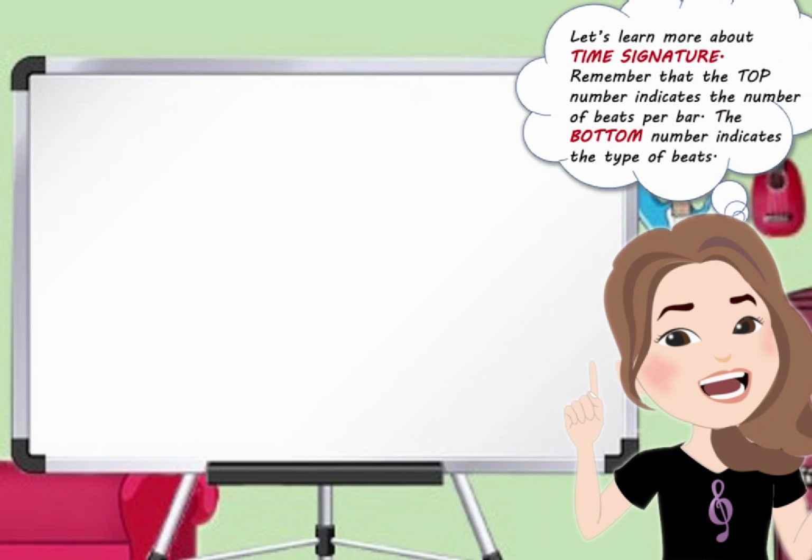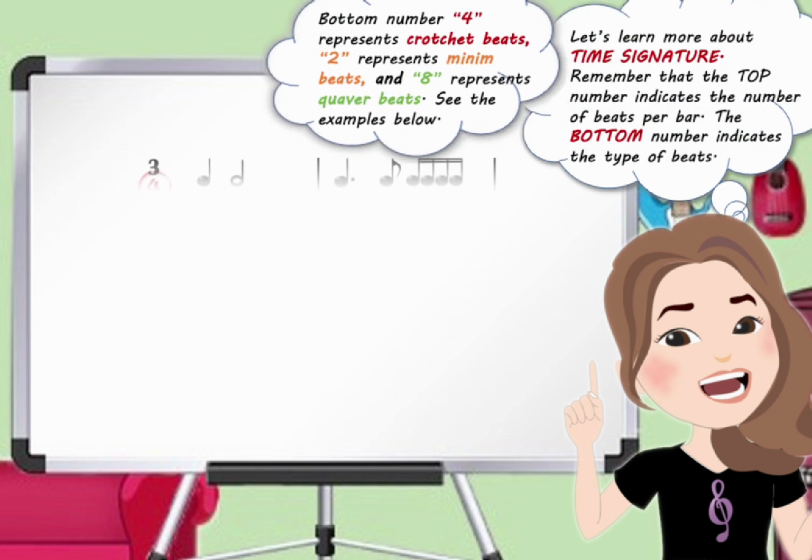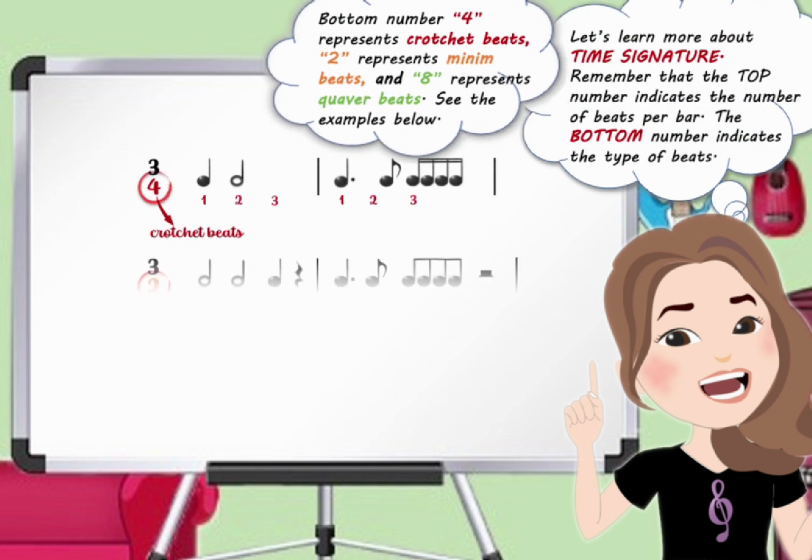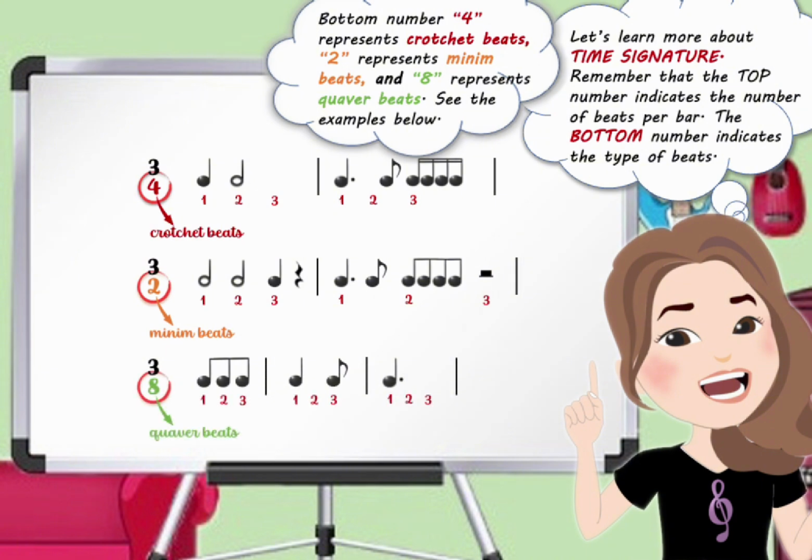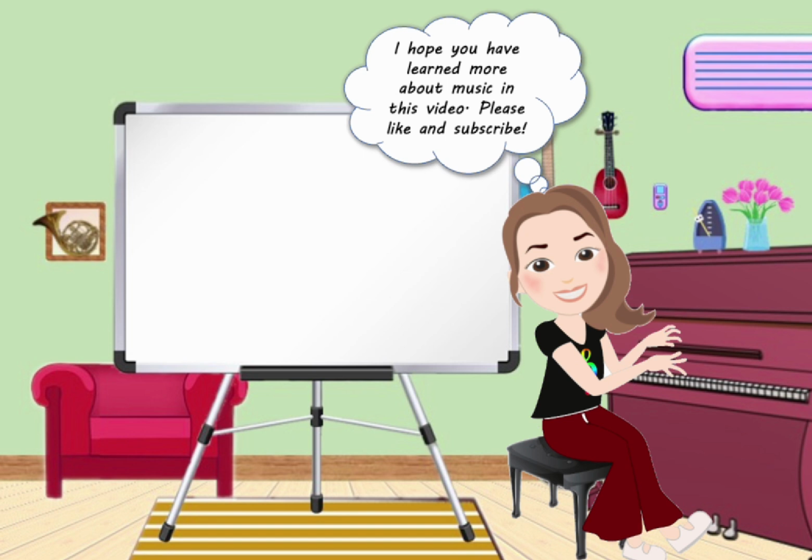Let's learn more about time signature. Remember that the top number indicates the number of beats per bar. The bottom number indicates the type of beats. Bottom number 4 represents crotchet beats, 2 represents minim beats, and 8 represents quaver beats. See the examples below.